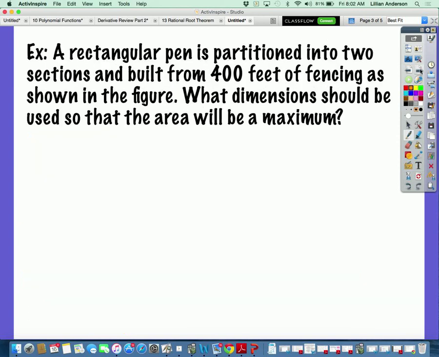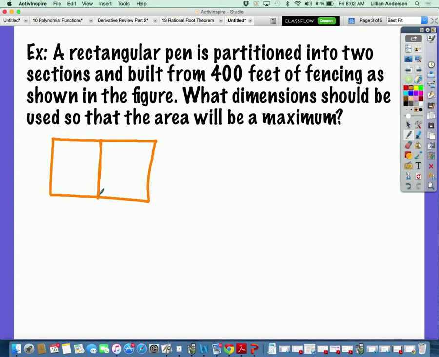Let's look at the next example. A rectangular pen is partitioned into 2 sections and built from 400 feet of fencing, as shown in the figure. I guess the figure would help, right? So you've got a rectangular pen and it's partitioned. Hopefully you guys know that partition means it goes through the middle, or goes through it on the inside. And what dimensions should we use so that the area will be a maximum?